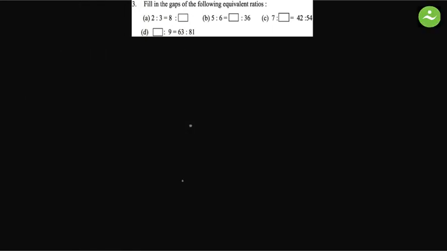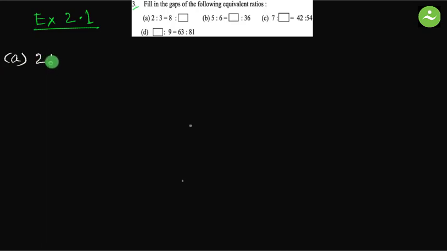Class 6 English version math. Exercise 2.1. Problem number 3. Fill in the gaps of the following equivalent ratios. A. 2:3 equals to 8:2. There is a gap or the empty box here we have to fill in. Let us start with A.